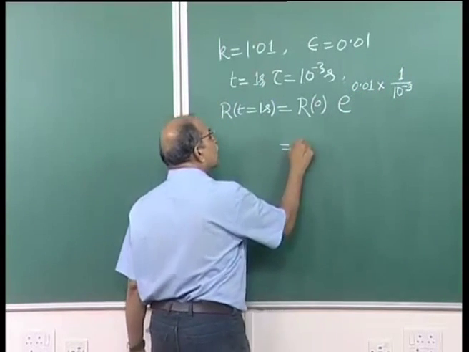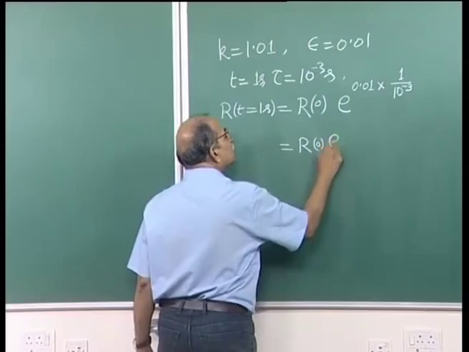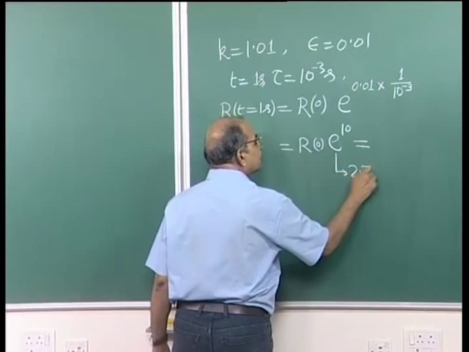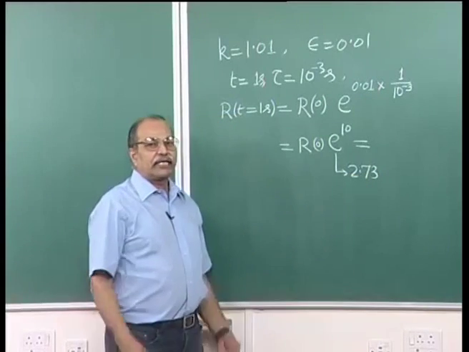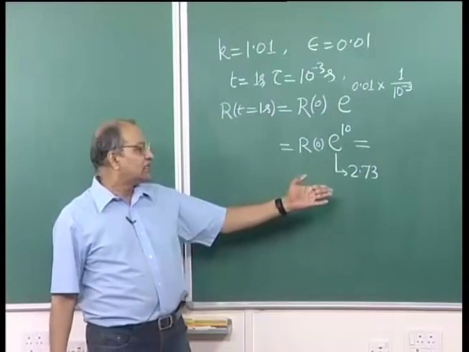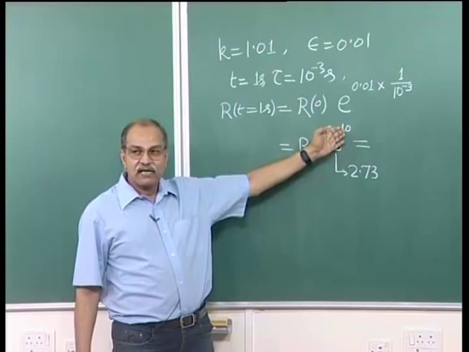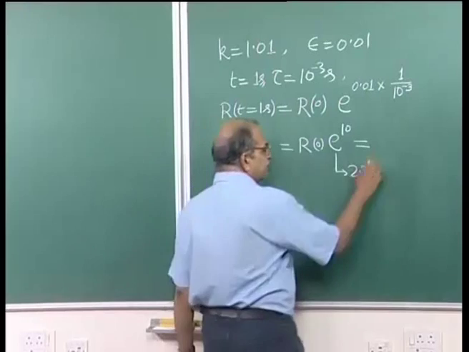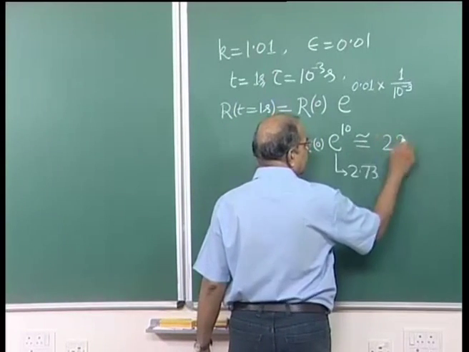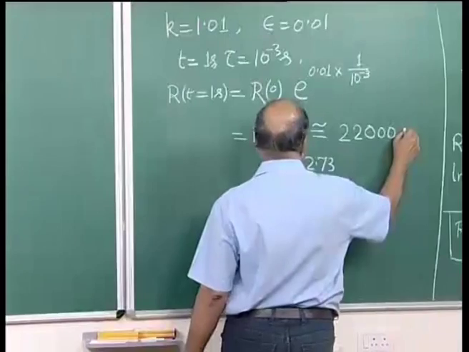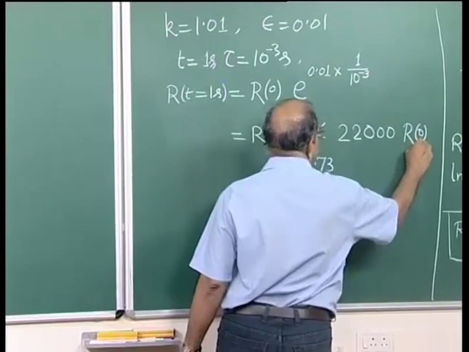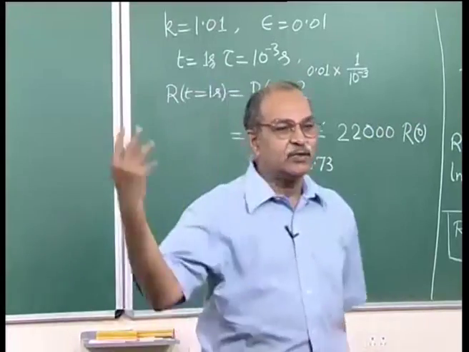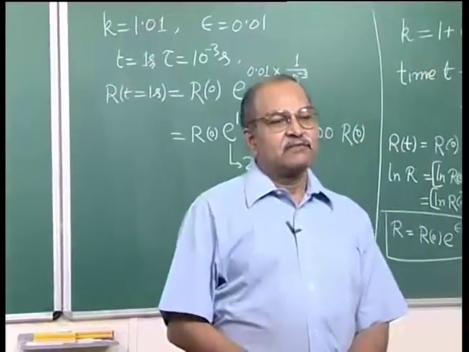So, it is r into e to the power 10. Now, e you remember is around 2.73 or so. So, you can work out on your calculator how much this e to the power 10 is, and that will turn out to be approximately 22,000. So, your rate is increased approximately by this factor 22,000 in 1 second. So, every second the rate is increasing by more than a 20,000 factor.